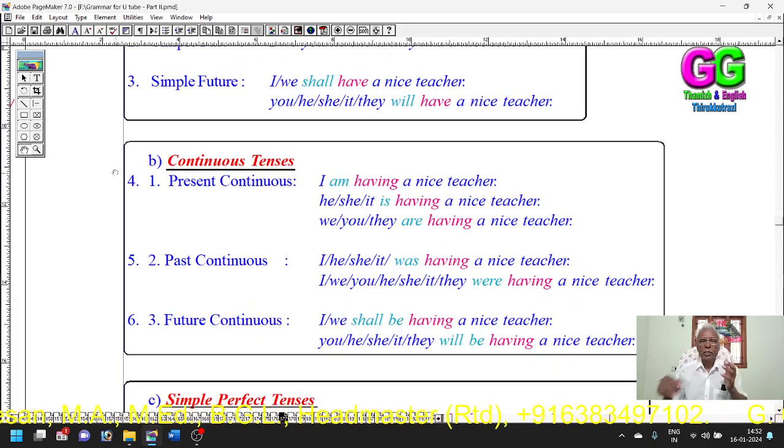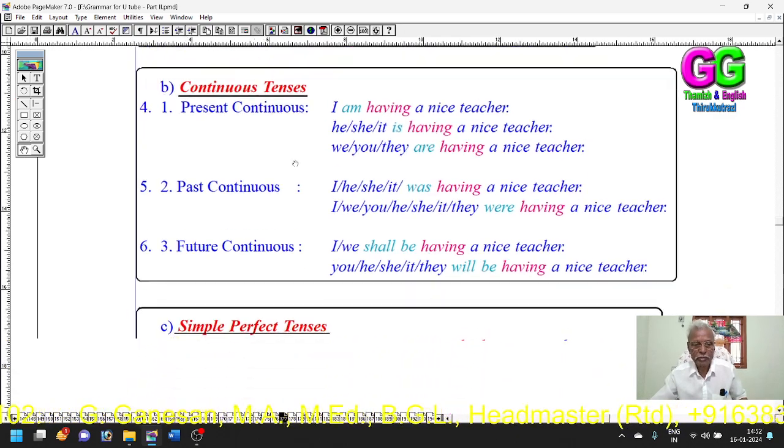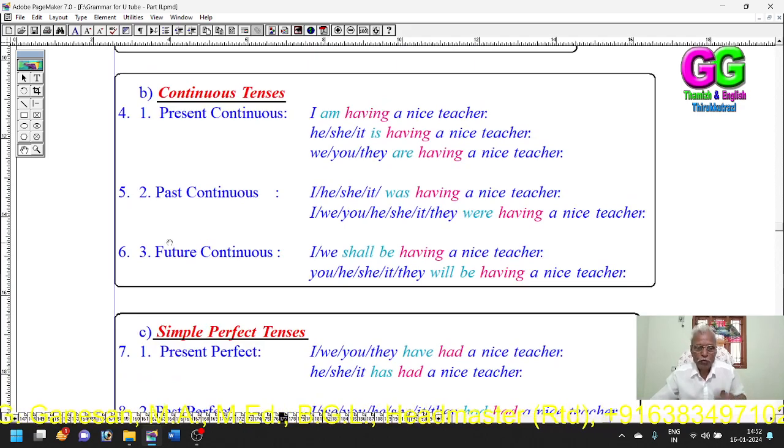Continuous tenses: present, past, and future continuous tenses. I am having a nice teacher. He, she, it is having a nice teacher. We, you, they are having a nice teacher. Am, is, are, then the present participle of have. Past continuous: for singular was, and for plural were. I, he, she, it was having a nice teacher.